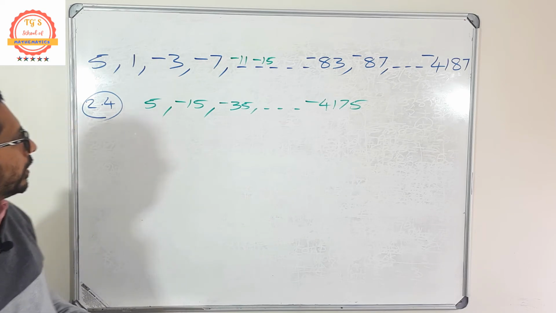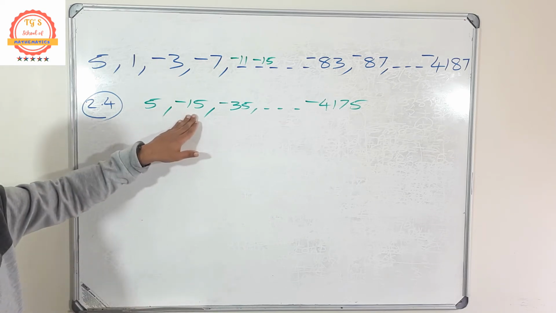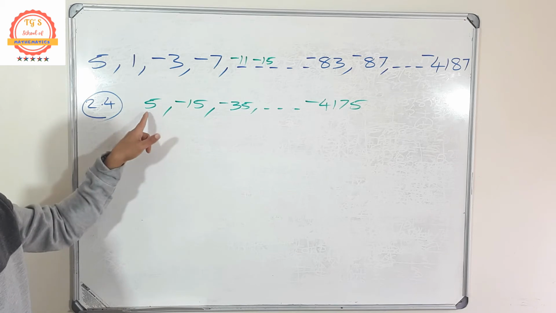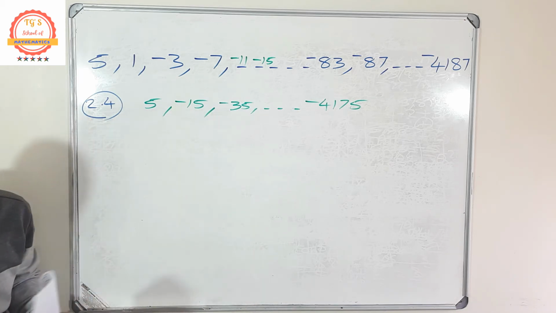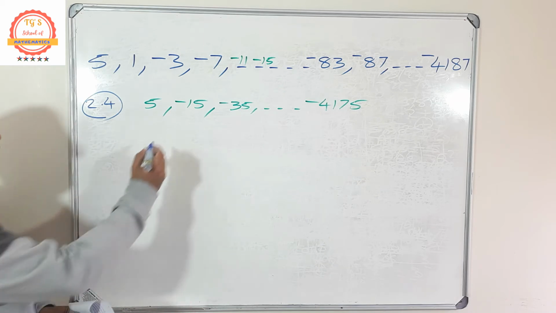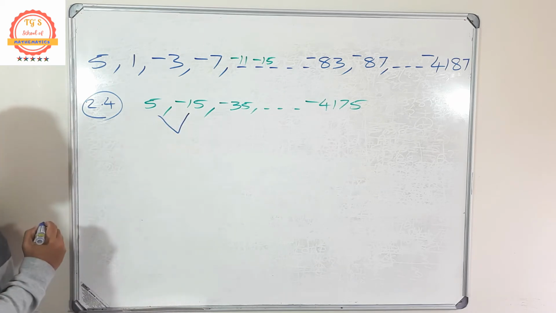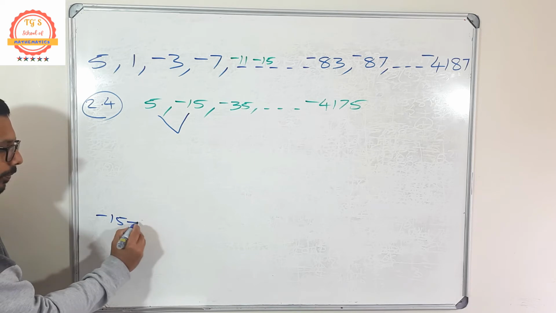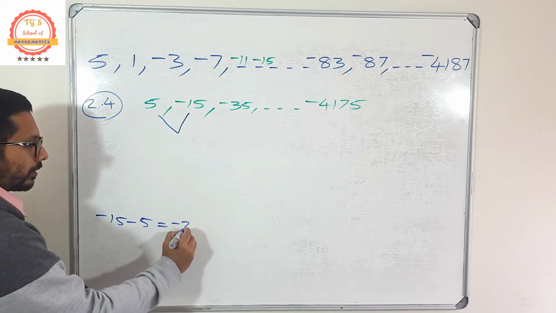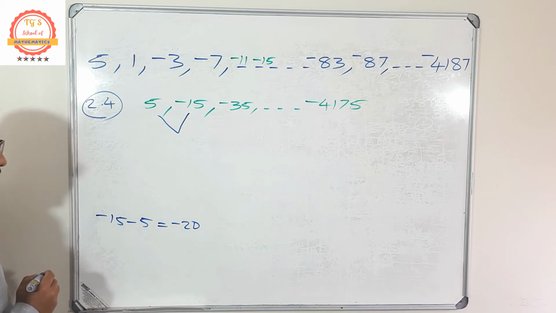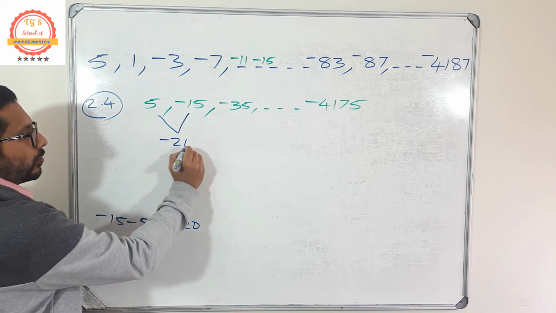Okay. So look at this sequence. What type of sequence is this one? 5, minus 15, minus 35. Look at this one. What is minus 15 minus 5? Minus 15 minus 5. What is the answer? Minus 20. Am I right? Okay. Then here it is minus 20.